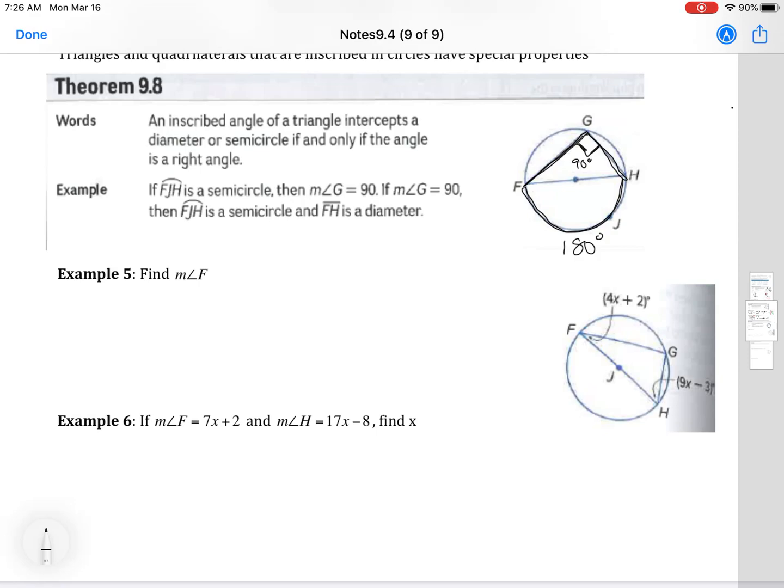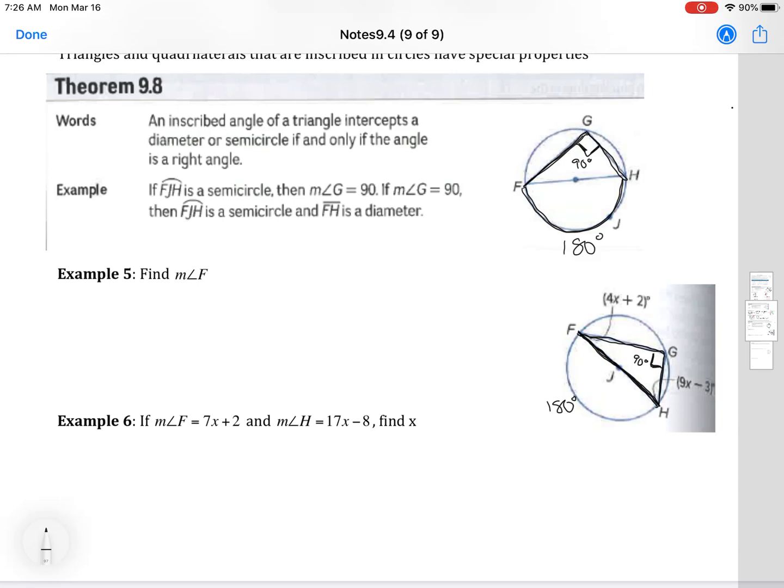If we take that notion to the example down here, we've got FJH, that is a diameter. It goes through the full center of the circle. We know that that splits the circle in half. The other bit of information we have is this angle right here. If we follow that out, it is across from an arc of 180 degrees. So we know that angle has to be a right angle. We're being asked to figure out that right angle. We know that this is equal to 90.